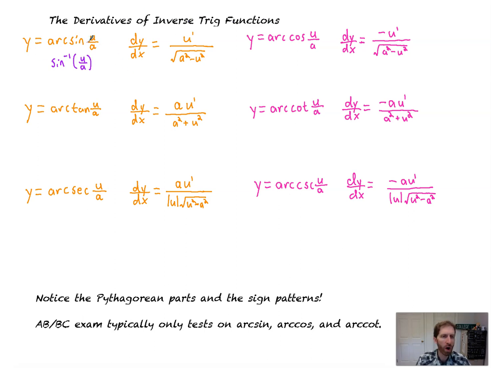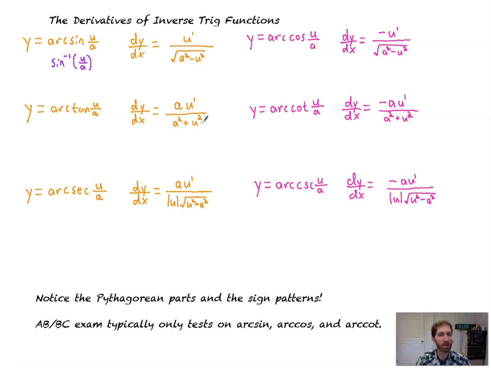Well, y equals arcsine of u over a. Its derivative is u prime over the square root of a squared minus u squared. Notice how Pythagorean that looks, right? It looks like something out of the Pythagorean theorem, something squared minus something squared. That's not coincidence. It's beautiful. U prime is the chain rule. That's it.